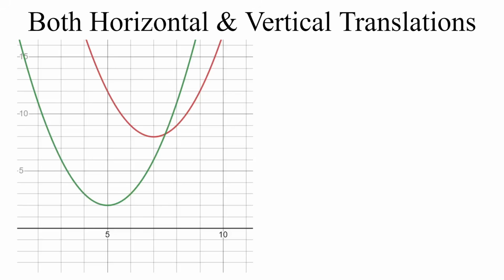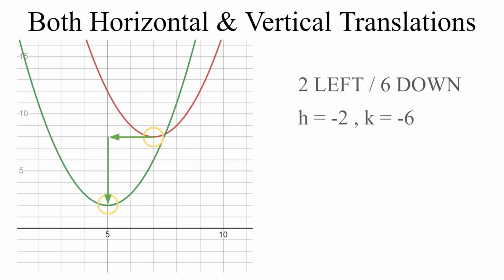So let's say we're going to move the red on top of the green. So we're going to look at these two vertices, and we're going to move, I think, 2 left and 6 down. So left is the negative x direction, so that's horizontal. So h would be negative 2, and k would be negative 6 because down is the negative y direction. So sometimes you can have both a horizontal and a vertical translation in a problem.